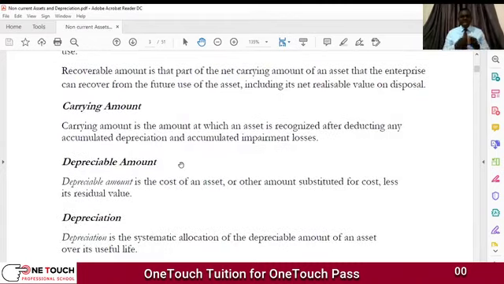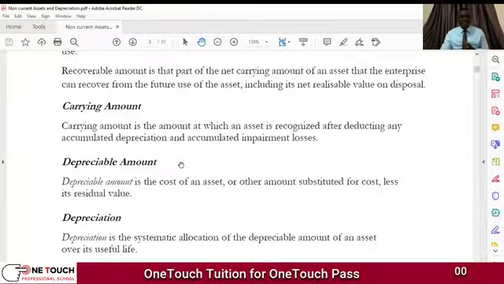When you talk about the carrying amount of an asset, it is the amount at which an asset is recognized after deducting any accumulated depreciation and accumulated impairment losses. So ordinarily, if there is no impairment of that asset, it's the cost of the asset minus depreciation. The carrying amount is what is normally referred to as the net book value.